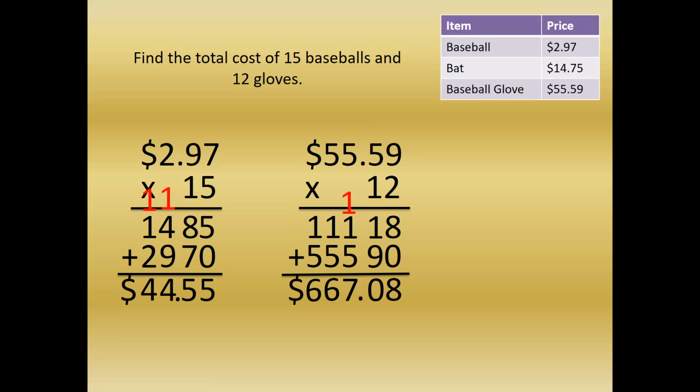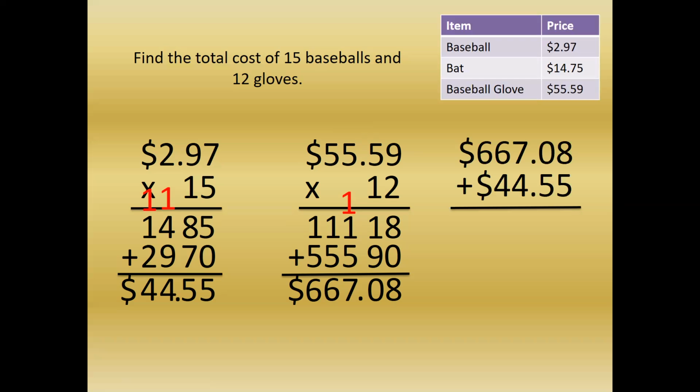So we're going to add our answers. We're going to add $667.08 plus $44.55. So 8 plus 5 is 13, 3 goes below, 1 goes above. 1 plus 5 is 6. 7 plus 4 is 11, so 1 goes below, 1 goes above the 6. 1 plus 6 is 7, plus 4 is 11, so 1 goes below, 1 goes above the 6. 1 plus 6 is 7.